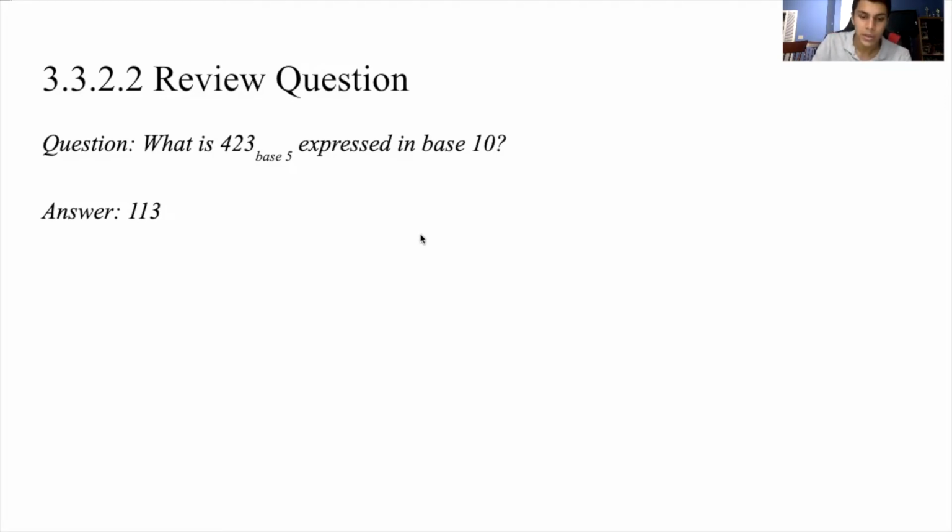So let me write out the number 423 in base 5. Now remember, in base x, the place values will be x to the 0, x to the 1, x to the 2, x to the 3, and so on, starting with this place value here, right? In every single base, this is actually the ones place. In any base, this will be the ones place because this is the x to the zero place in base x, and any number to the power of 0 is 1. So we always start with the ones place.